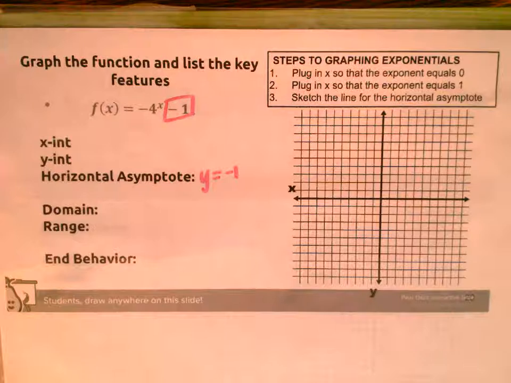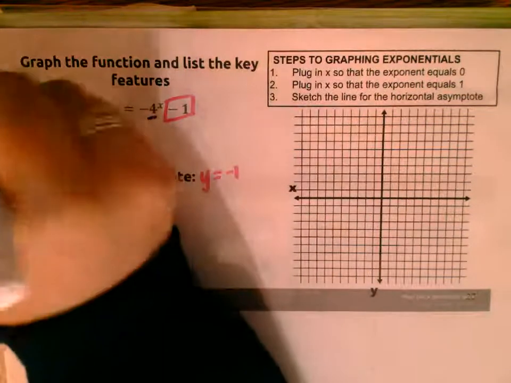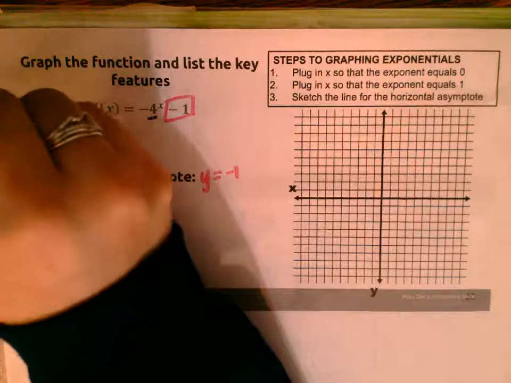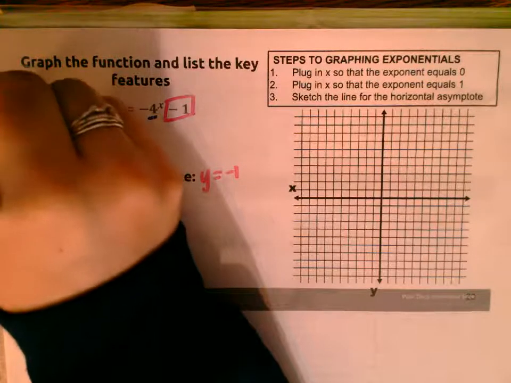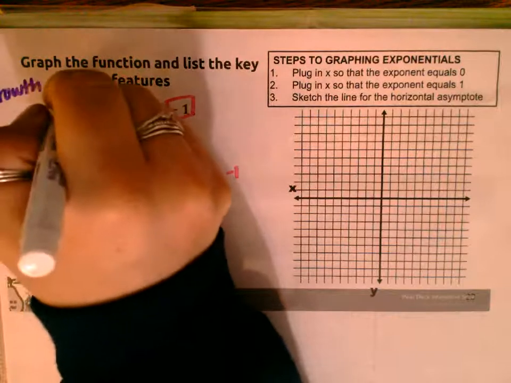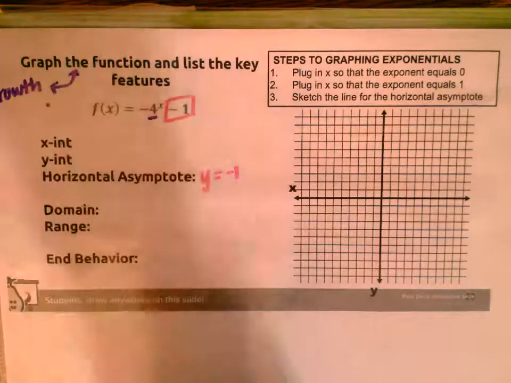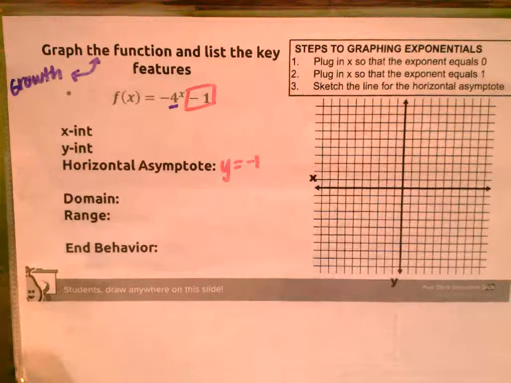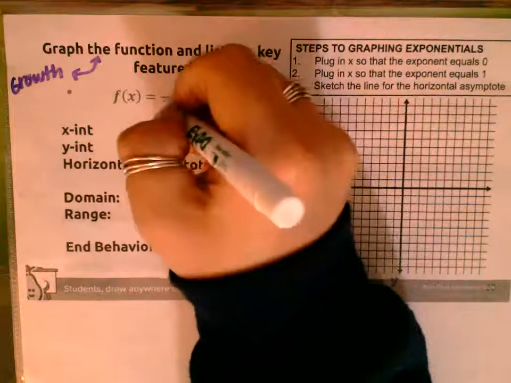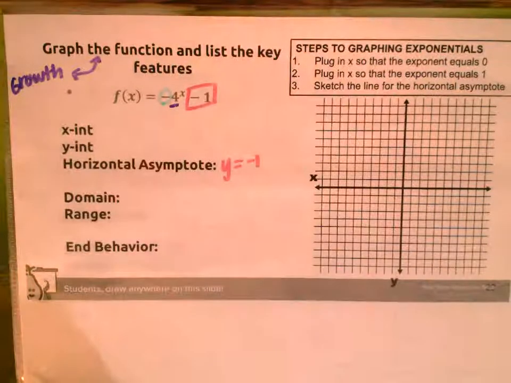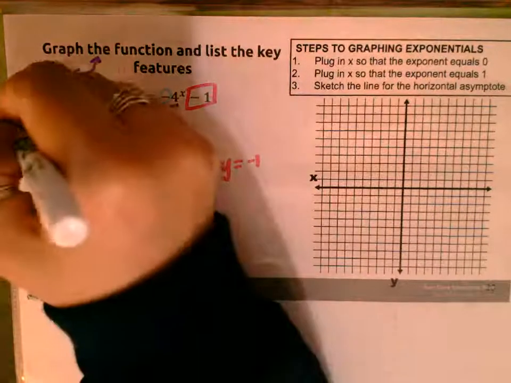And I know that the base of my function is 4. So I also have exponential growth, which means my function kind of looks like this, since my base is 4. However, something new that we haven't discussed yet is that this negative is in front. And how the negative affects our graphs.